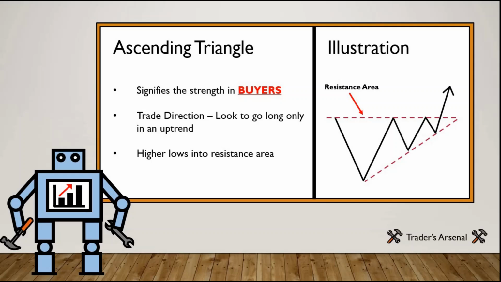Looking at the illustration on the right, you can see that the sellers tried to push price lower, but the buyers came in at this swing low to push price back up to the resistance area. The sellers then came in to push price down once again, but the buyers managed to step in to push price back up on this swing low. This went on and eventually the buyers won the battle and the price broke out of the resistance area in pursuit of higher prices.